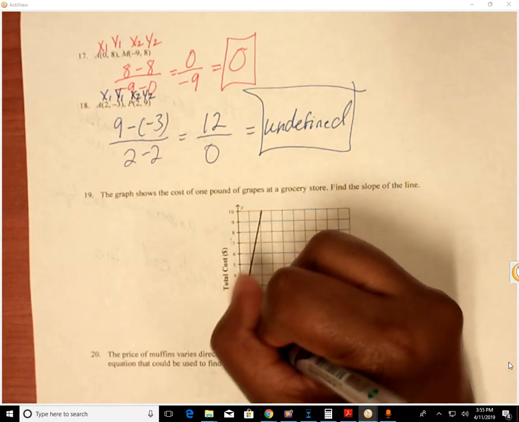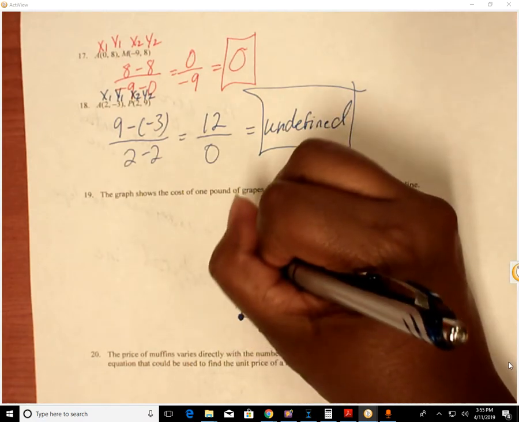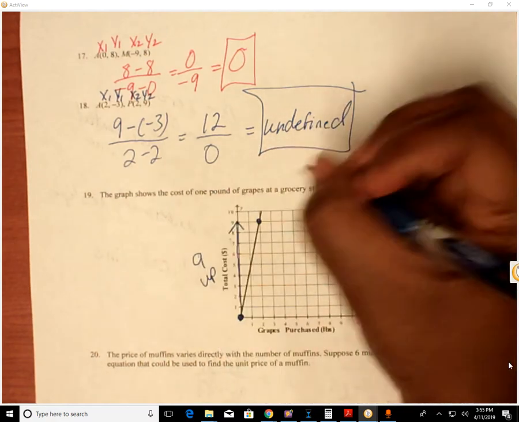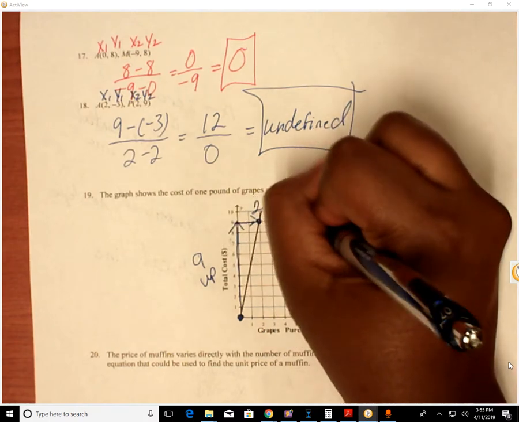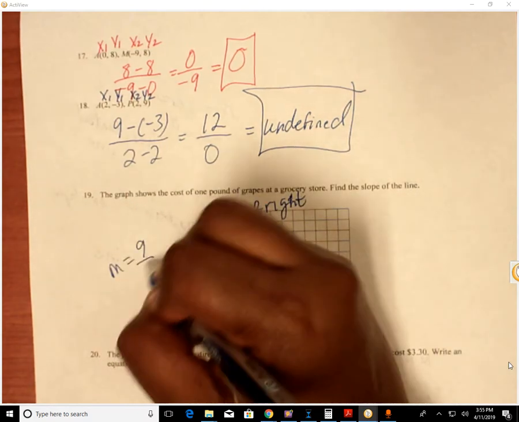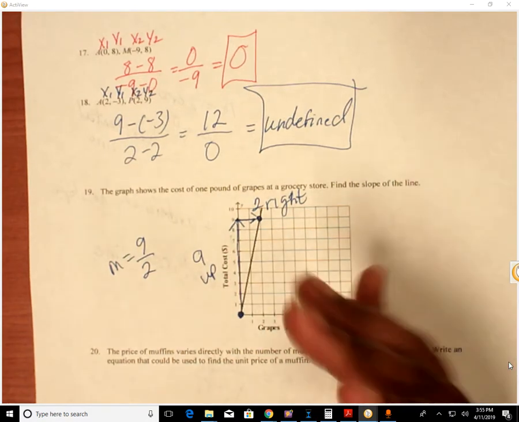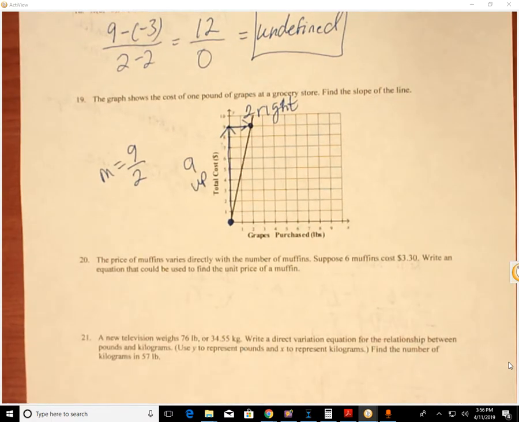All right, so we got 2 points. One here, and I see another exact one up here. It's going to go up 9. See, I said negative. It's positive. Positive 9, and then to the right 2. So that's going to be 9 over 2, and the slope of the line is 9 over 2. Or if you're on a unit rate, 9 divided by 2 is 4.5, so the unit rate will be $4.50 per pound of grapes. That's a lot. $4.50 per pound.